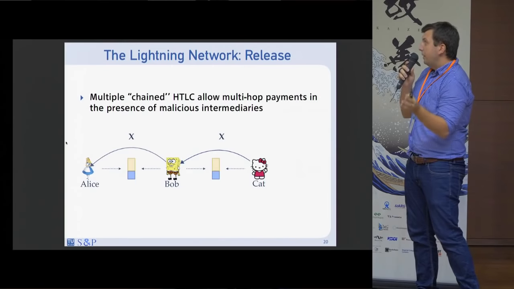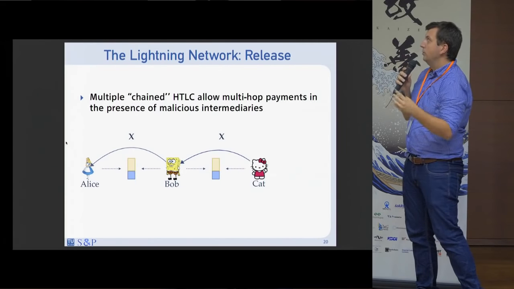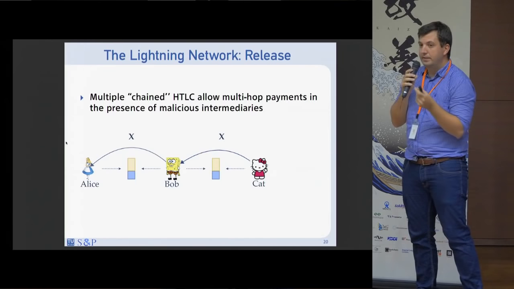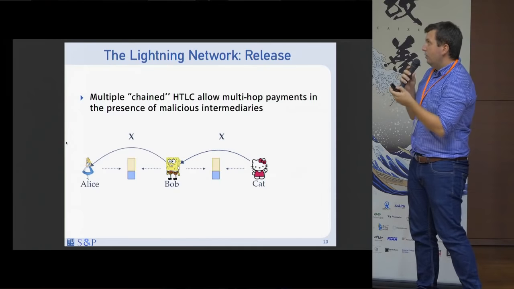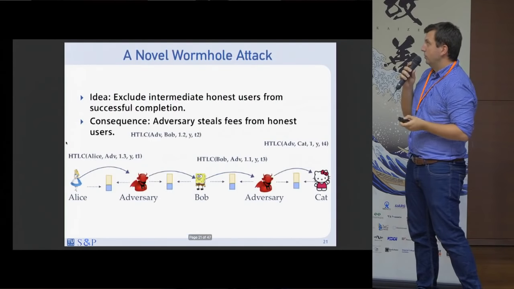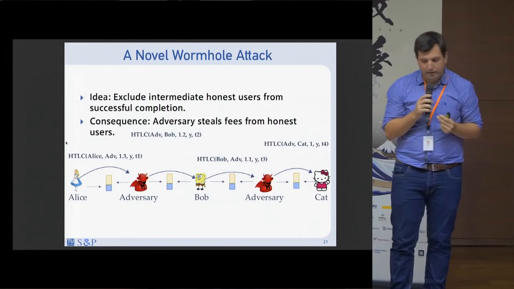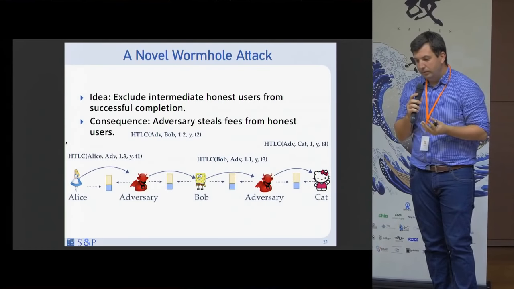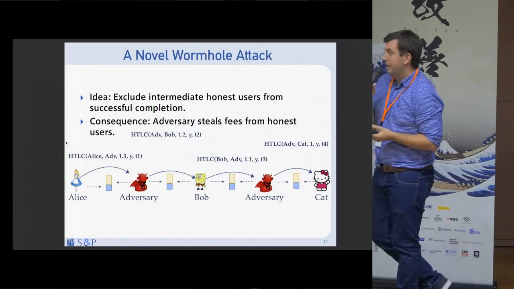Once the payment is actually locked from Alice to Bob, we go into the release phase, in which the cat just reveals the value x, or gives it to Bob, and then Bob, as I said, can give it back to Alice. This seems like a secure construction in practice, but we looked into it in more detail, and we came up with what we call a novel wormhole attack.